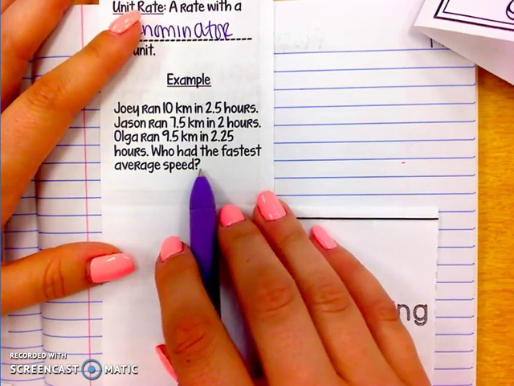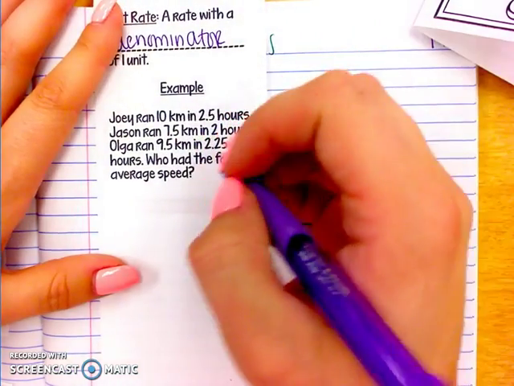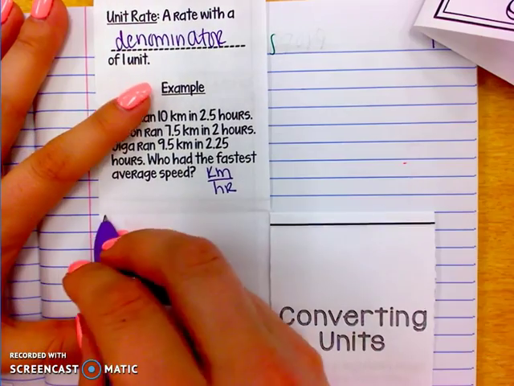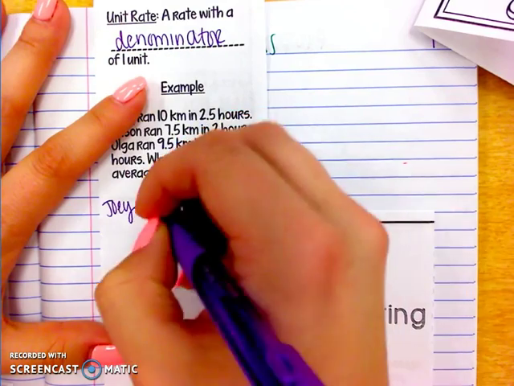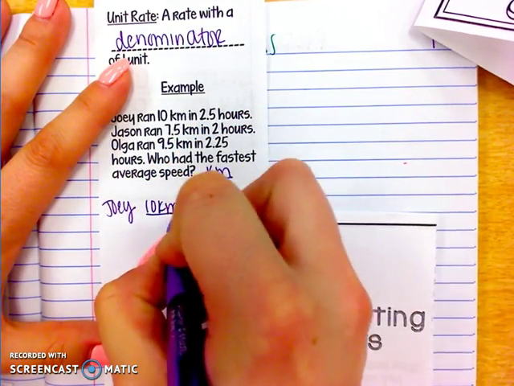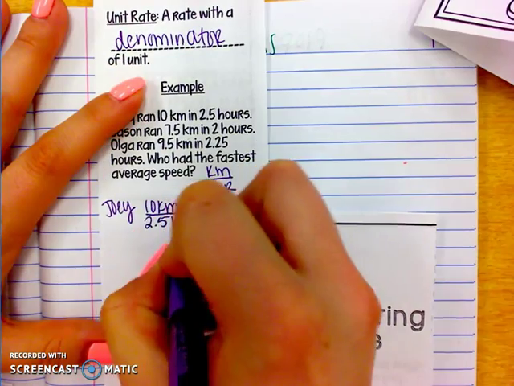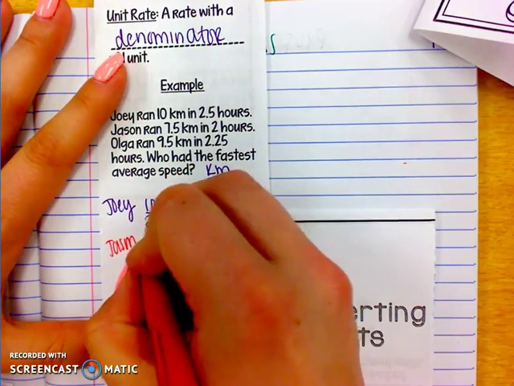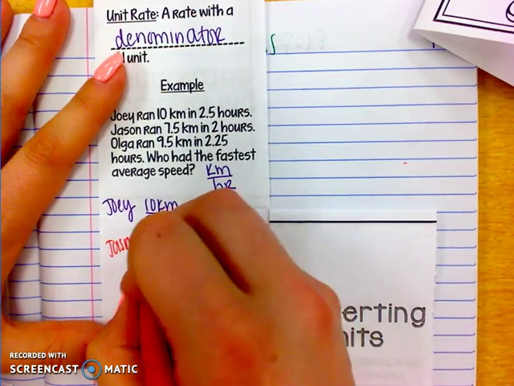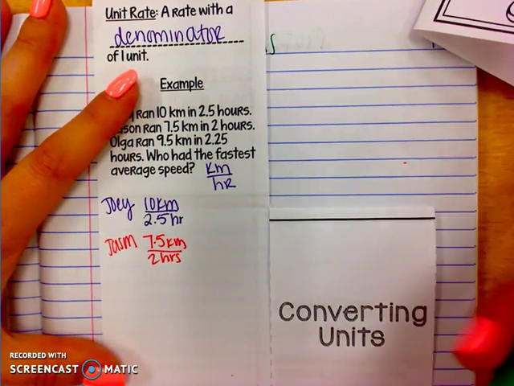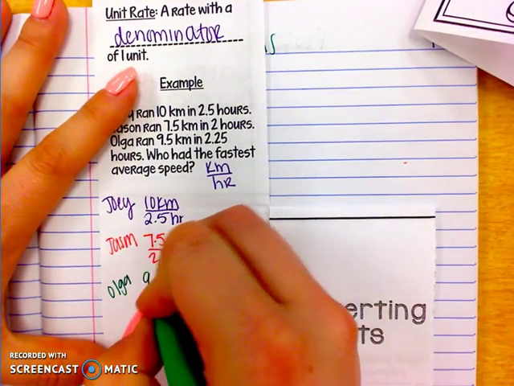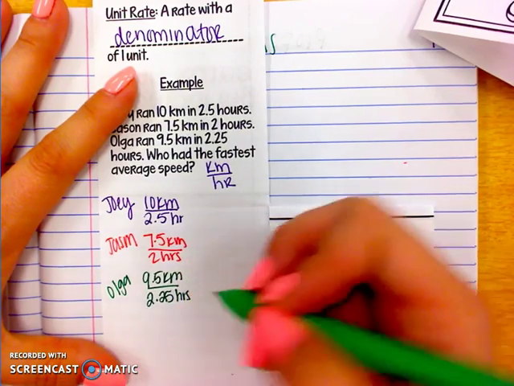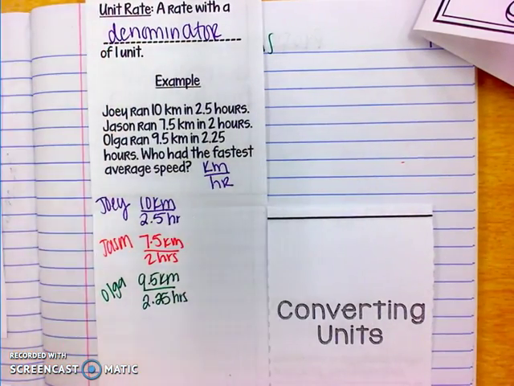Okay, we need to compare each of these in terms of a unit rate. So my rate is kilometers per hour. So let's set up each of those so we see what we have. Joey was 10 kilometers in 2.5 hours. And then Jason was 7.5 kilometers in 2 hours. And Olga ran 9.5 kilometers in 2.25 hours.